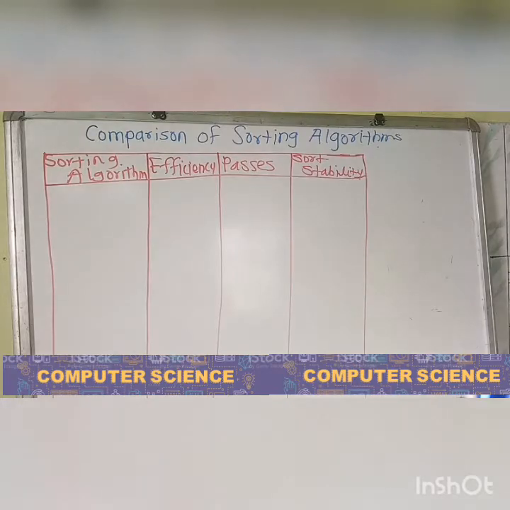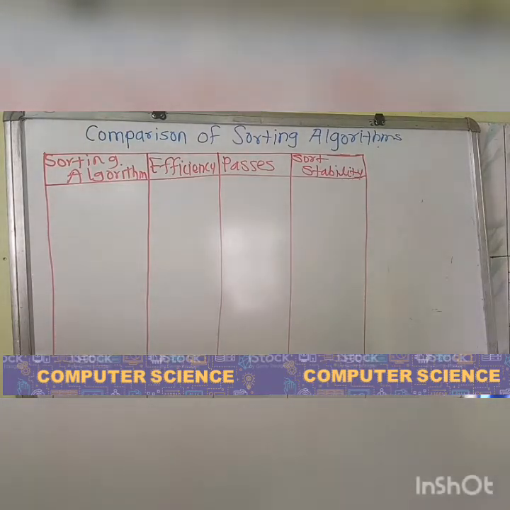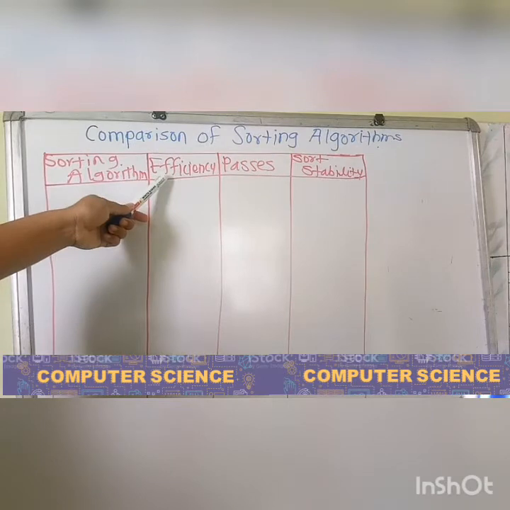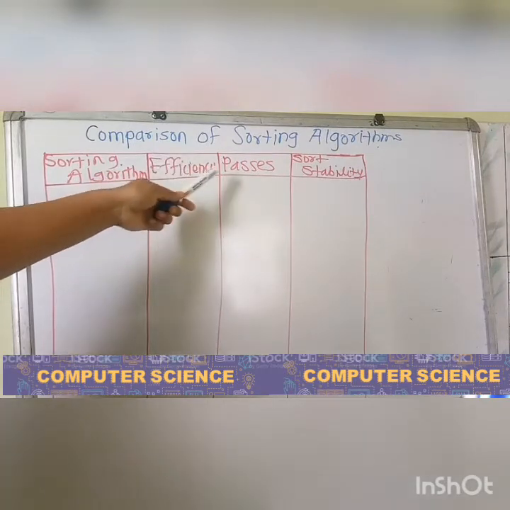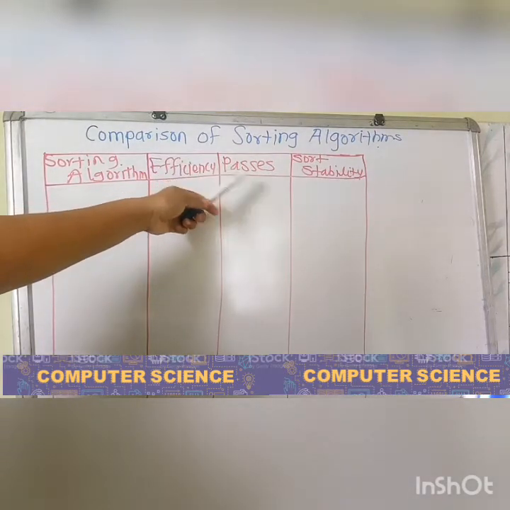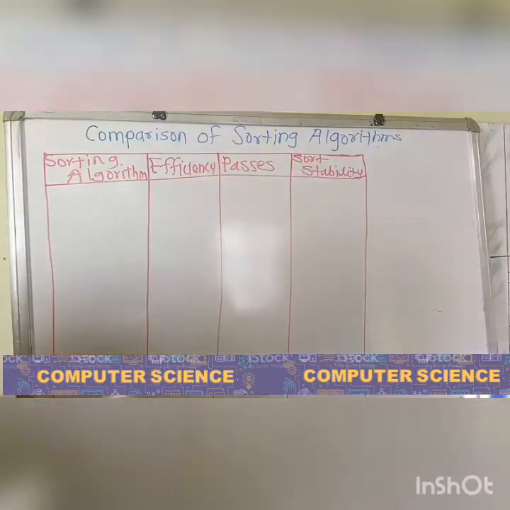In this video, we will see the different comparing factors to explain the different sorting algorithms. We have to categorize these sorting algorithms based on three factors or three terms, that is, efficiency of that sorting algorithm, number of passes used for that sorting, and the sort stability.